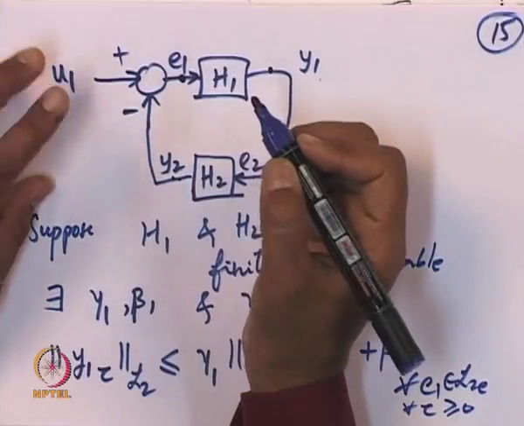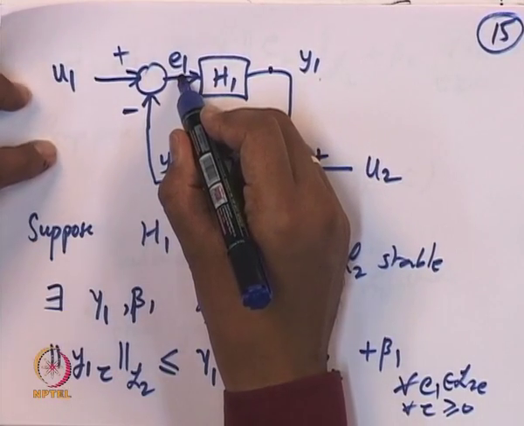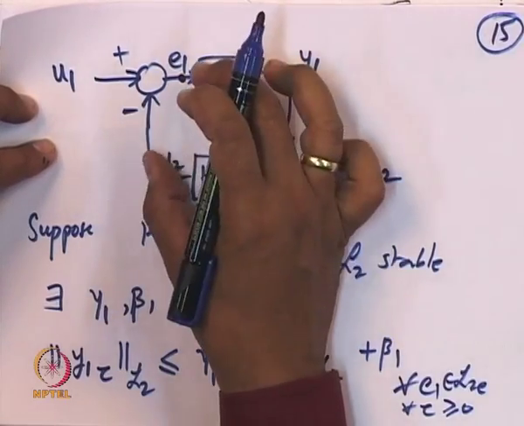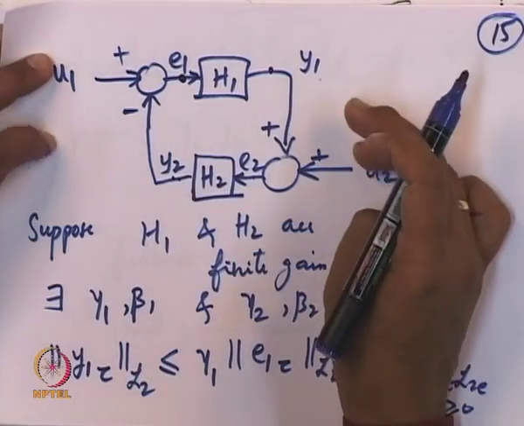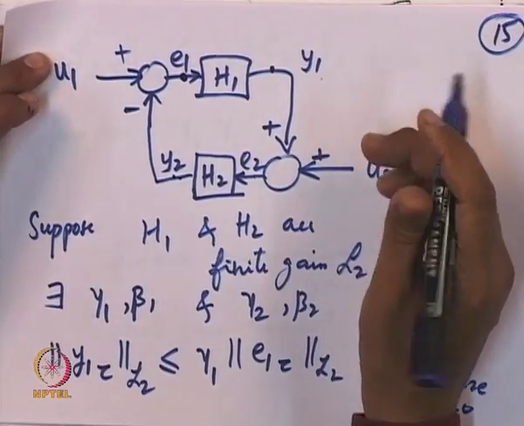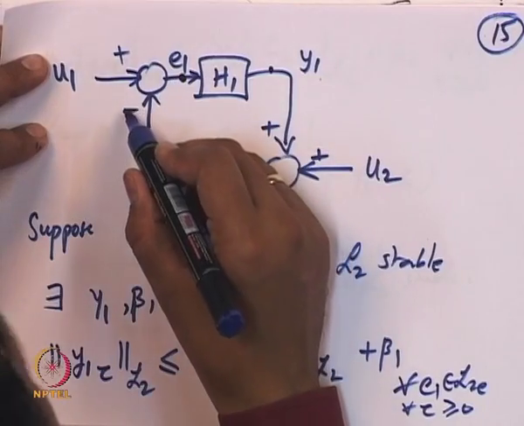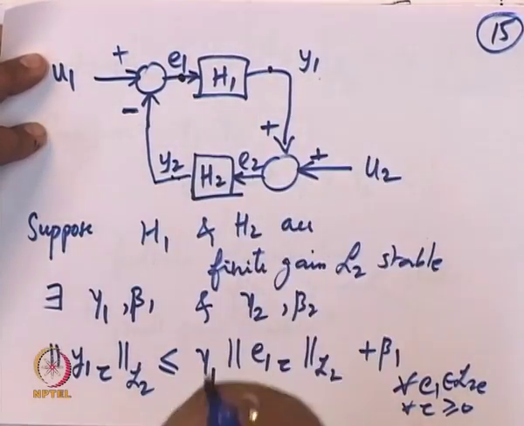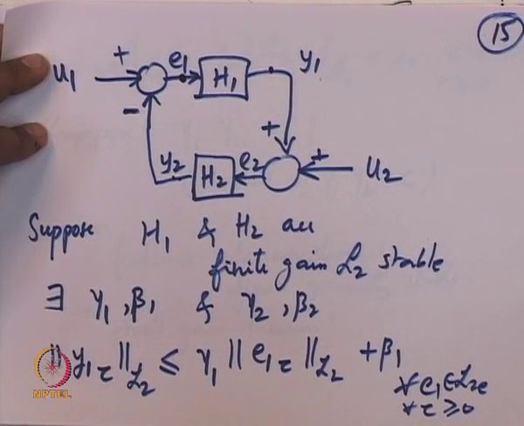An extremely important point to note: you traverse the loop and come back to the same point, the maximum amplification that can occur is strictly less than 1. If somebody assures us that the maximum amplification that can occur is strictly less than 1, then the small gain theorem assures us that this feedback interconnection is finite gain L2 stable. And for that maximum amplification to be strictly less than 1, notice that this plus sign or minus sign does not matter. Why? Because multiplication by minus 1 does not change the maximum amplification at all, because the gain of the operator minus 1 is again equal to plus 1.